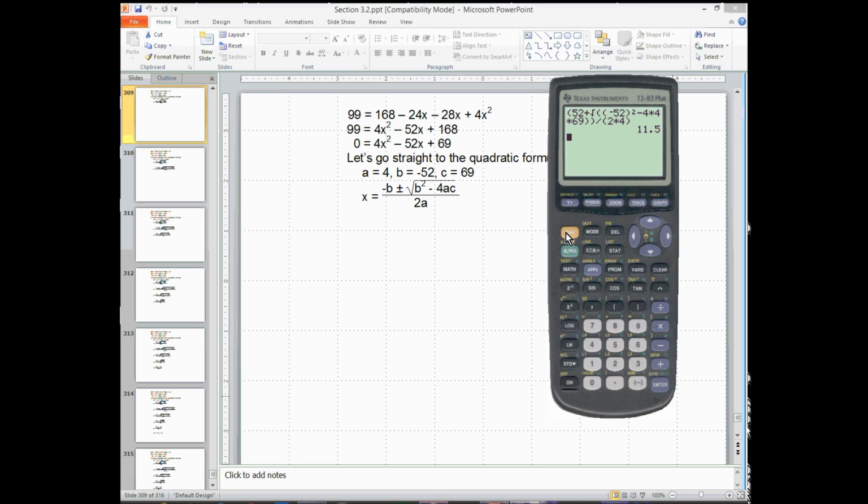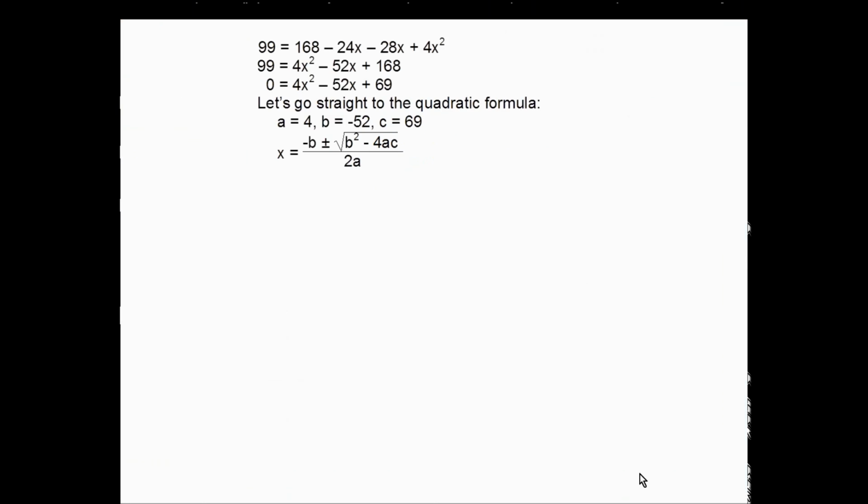To do the one for the minus, second, enter. Go up and change the plus in front of the square root to a minus. I get 1.5. They're both positive, so there's not a clear one to reject. But anyway, I get 11.5 and 1.5.